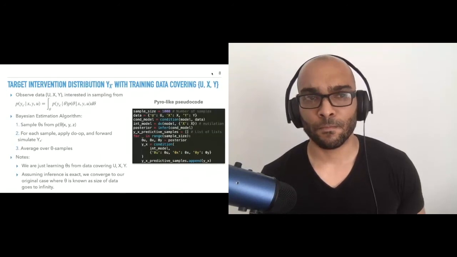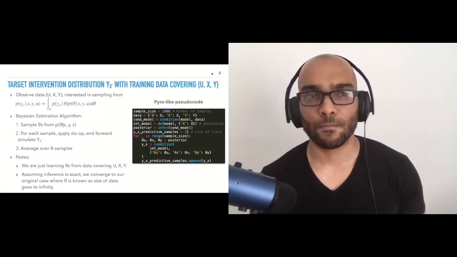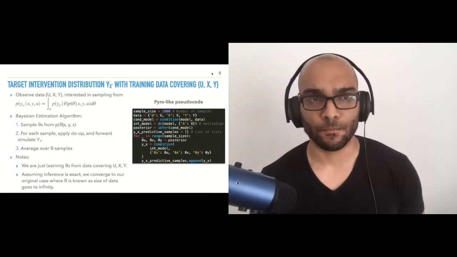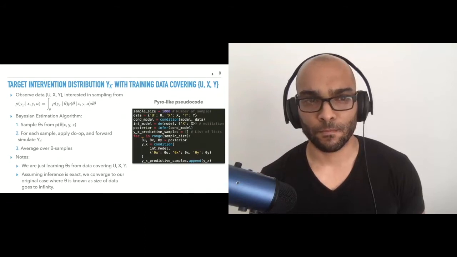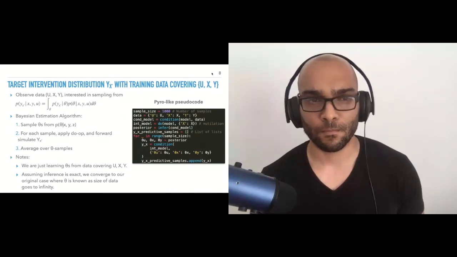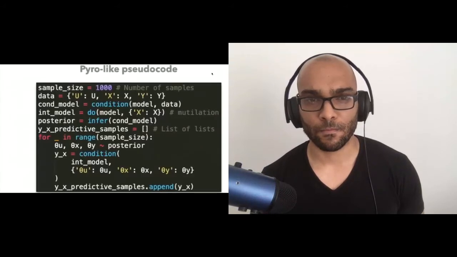So given unknown theta and data containing observations on u, x, and y, we'll do proper Bayesian inference of y sub x prime. We'll first get the posterior distribution on theta, then we'll sample from the predictive distribution of y sub x prime. We first learn the posterior distribution of theta given x, y, z on the full graph, then generate y from the transformed model as we did before. Again, this is how this algorithm might look in Pyro-like pseudocode.